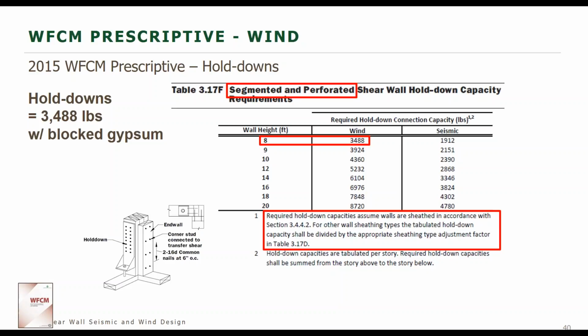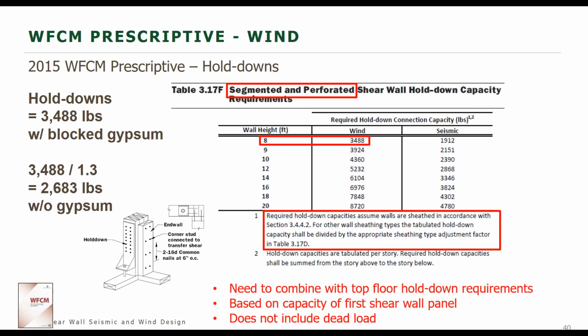We can use that sheathing type adjustment factor from Table 3.17D and use it to adjust our hold down capacity. So for our wall without the gypsum, we divide that 3,488 by 1.3, and that gives us a load requirement of 2,683 pounds. So that's our requirement for our wall without the gypsum.